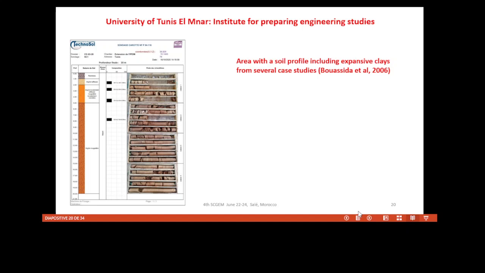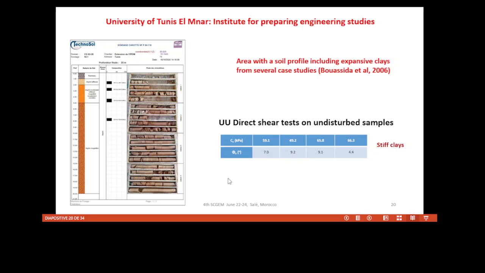Considering some case study in Tunisia, Institute for Preparing Engineering Study at the University of Tunis El Manar. So in this area, we experienced expansive clay from several case studies. And here we have the log of a borehole executed in this project. As we can see here, the shear strength of the soil corresponds to a stiff clay. That means good strength resistance.